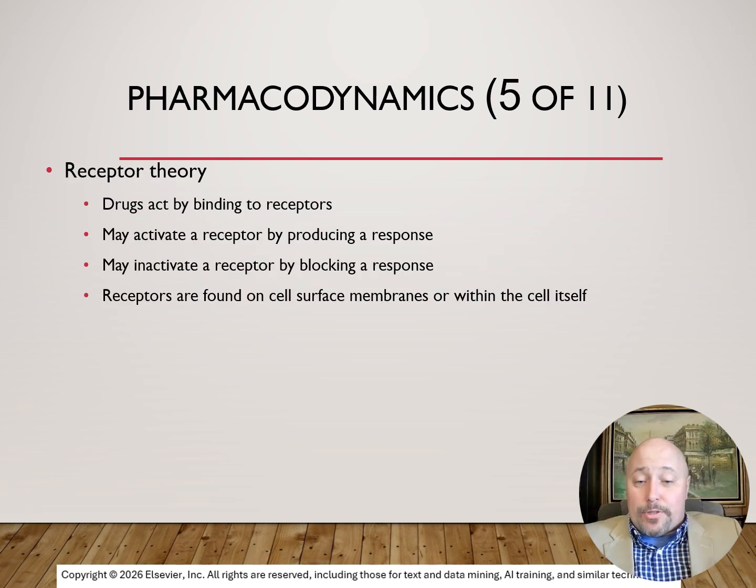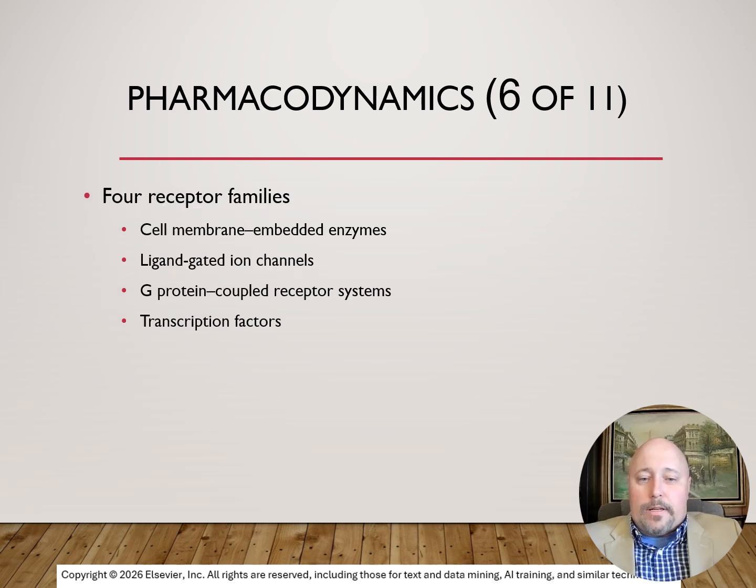We discussed receptors earlier. In receptor theory, the drug acts by binding to specific receptors within the body. They may activate a receptor by producing a response, or they may inactivate a receptor by blocking a response, as in the case of beta blockers, the cardiac medication we're going to discuss a lot. These receptors are found on the cell surface membrane or within the cell itself. There are four receptor families: the cell membrane embedded enzymes, the ligand gated ion channels, G protein coupled receptor systems, or transcription factors.